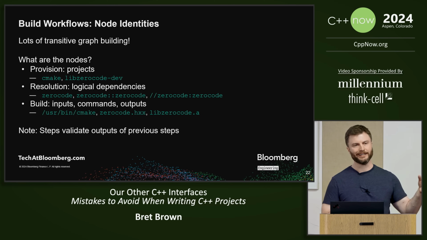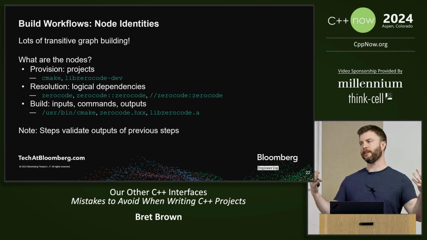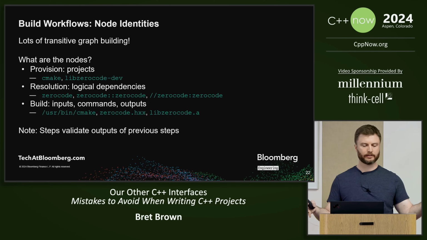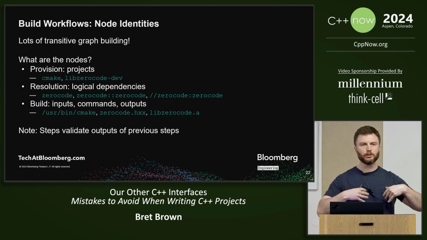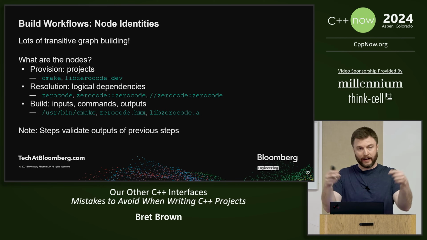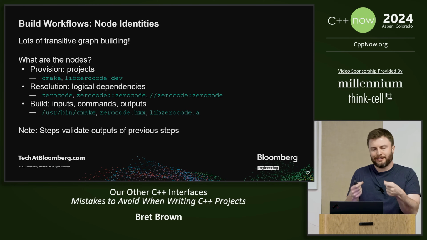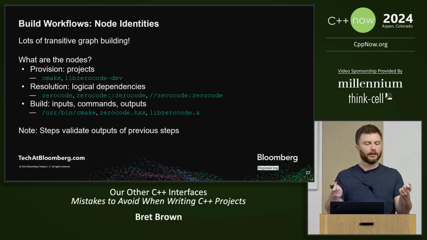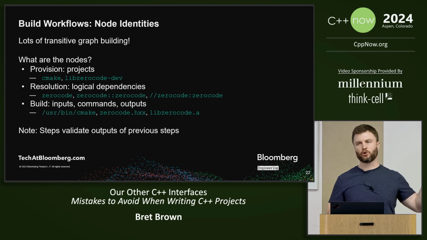Let's talk about the node identities, because that'll help me clarify what these operations are for. Again, when you're providing, you're talking about things that get configured on the box, like your build system, like your library dependencies. Resolution is a finer-grained idea, because you can have more than one library or tool in the same package. Logically, what are the things that tie together? As far as I'm aware, all the modern build systems have some sort of notion of identity. It's not consistent, but they have it.